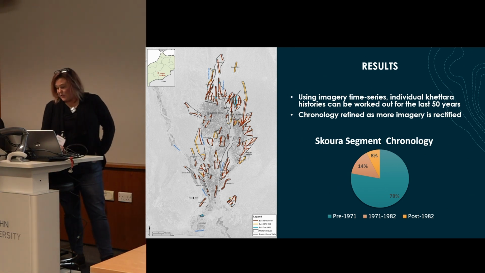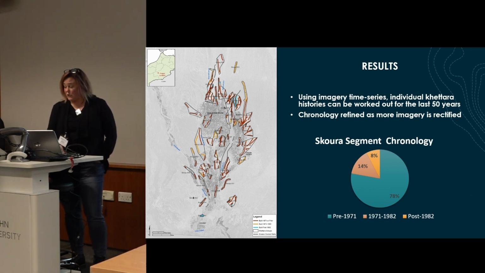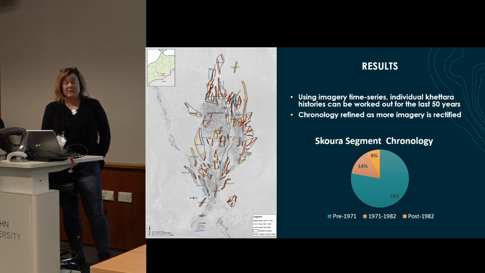So the time series from the earliest Hexagon imagery onward has allowed the recent history of each Ketera system to be more clearly understood. We now have an overall picture of which Ketera were constructed in or prior to 1971, and those that have been constructed since. Those systems that were seen as abandoned and relict by 1971 are assumed to be much older and can be prioritized for future investigation, including OSL dating to understand original construction dates and any dates of modification.